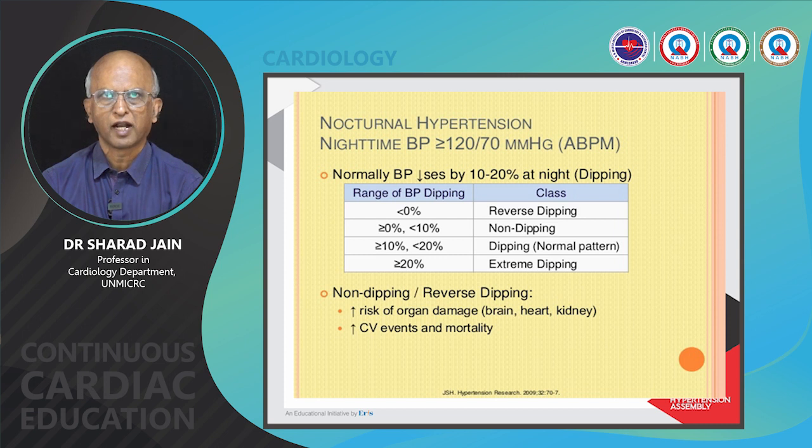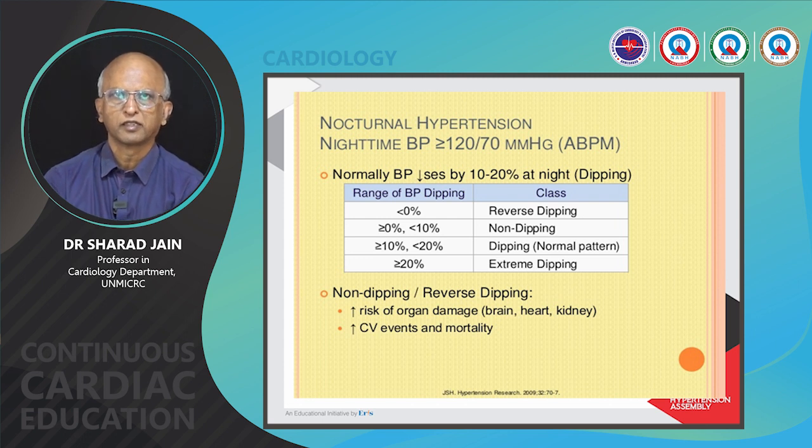Nocturnal hypertension is night time BP more than 120/70 on ABPM. Normally BP decreases by 10 to 20% at night, that is the normal dipping pattern. If it doesn't fall, that is less than 0%, it is considered reverse dipping. If it falls more than 0% but less than 10%, it is considered non-dipping. If it falls more than 10% but less than 20%, that is the normal, physiological dipping pattern. If it falls more than 20%, it is considered extreme dipping. So non-dipping and reverse dipping both increase the risk of organ damage, severe events and mortality.